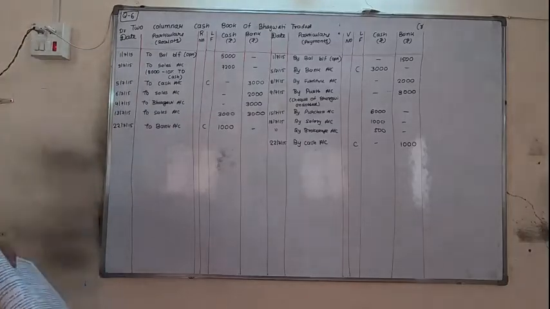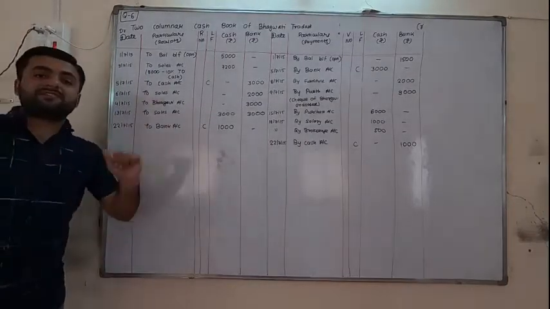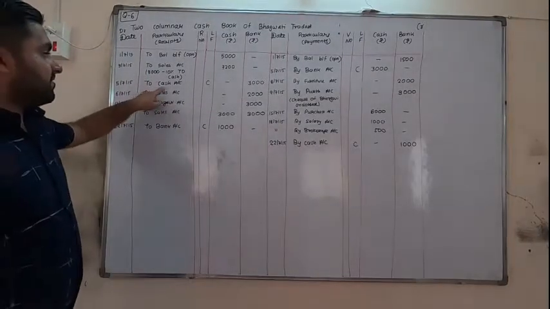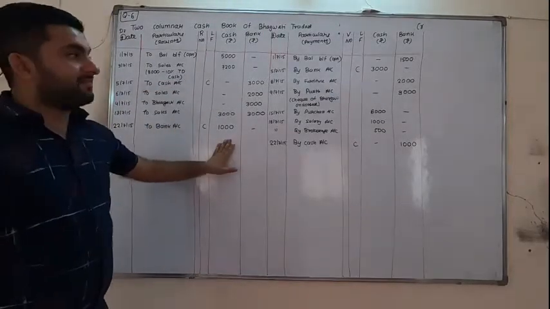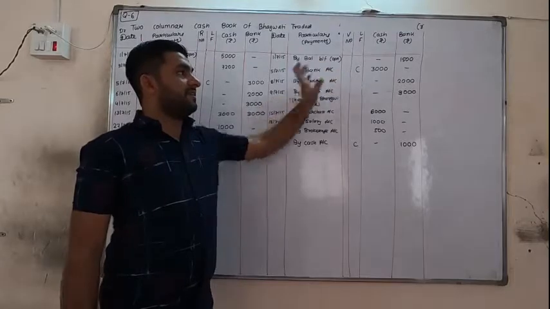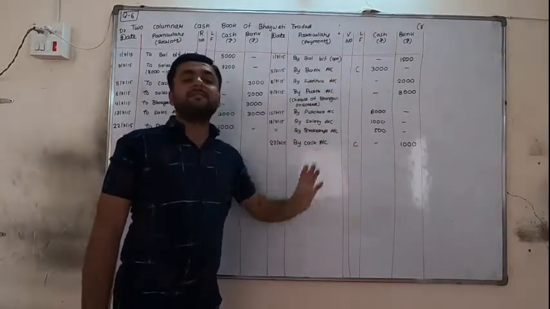So you can compare with this contra transaction, it is totally opposite. Here we have written cash and written in bank. Here we have written bank and written in cash. Here we have written by bank and in cash. Here we have written by cash and in bank.